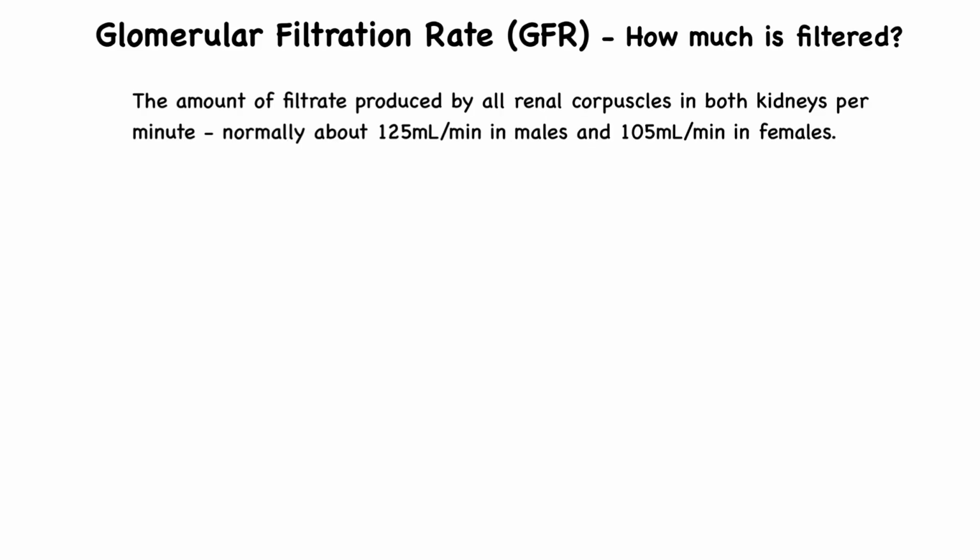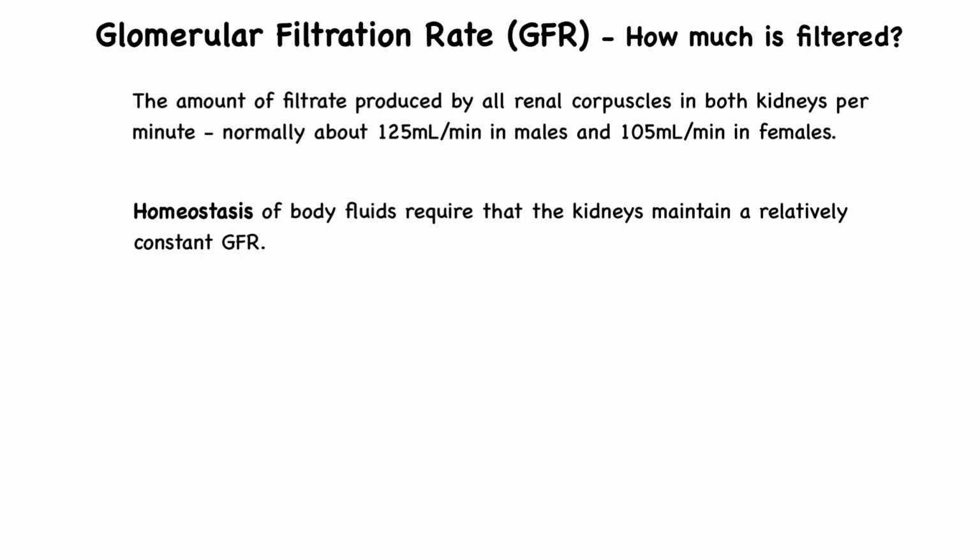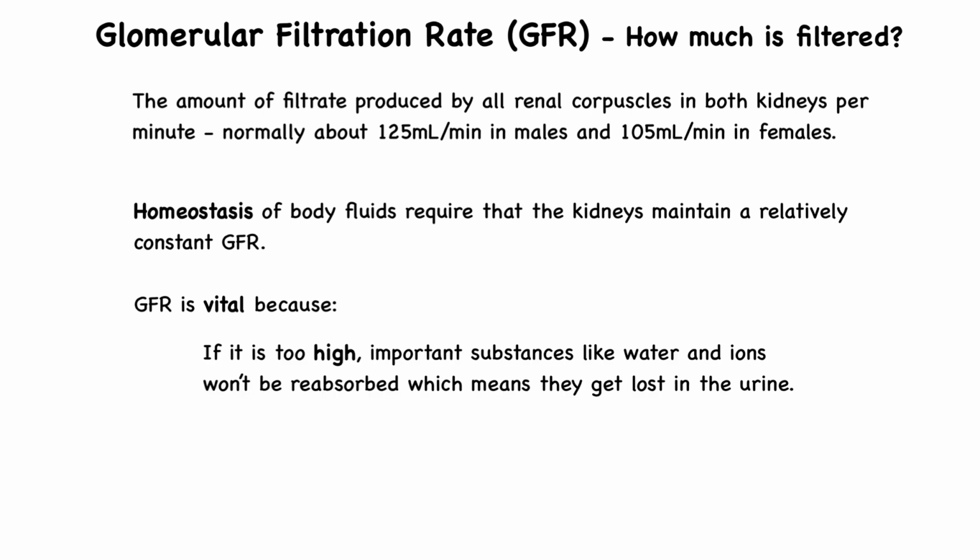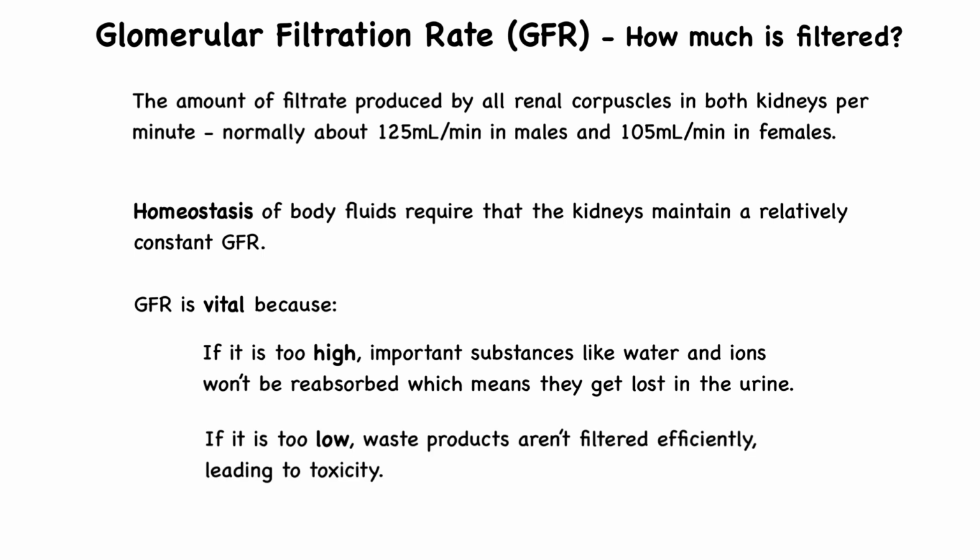Glomerular filtration rate is the amount of filtrate produced by all renal corpuscles in both kidneys per minute. Normally, this is about 125 milliliters per minute in males and 105 milliliters per minute in females. Homeostasis of body fluids requires that the kidneys maintain a relatively constant glomerular filtration rate. It is vital because if it is too high, important substances like water and ions won't be reabsorbed, which means that they get lost in the urine. If it's too low, then waste products aren't filtered efficiently, leading to toxicity.